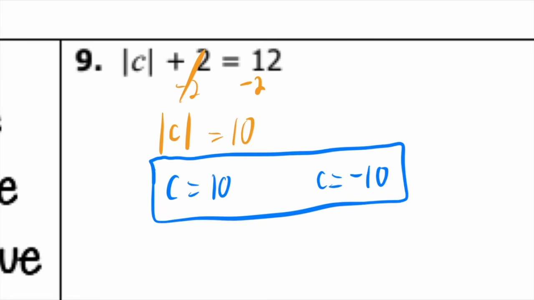And if I were to plug either number back in, I get 10 plus 2, when the absolute value of 10 is 10. So 10 plus 2 is 12. Or if I plug in the negative 10, the absolute value of negative 10 is still 10 because it's 10 from 0, plus 2, which is still 12.